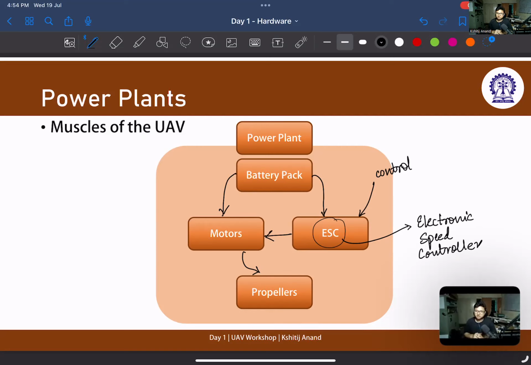Now, in tomorrow's discussion, we'll talk about how to choose battery packs and how to choose the motor, the propeller, and the ESC. And then we'll talk about manual control and we'll talk about automatic control shortly. So now I'll just attach my phone and give you a tour of the RC aircraft. Okay.